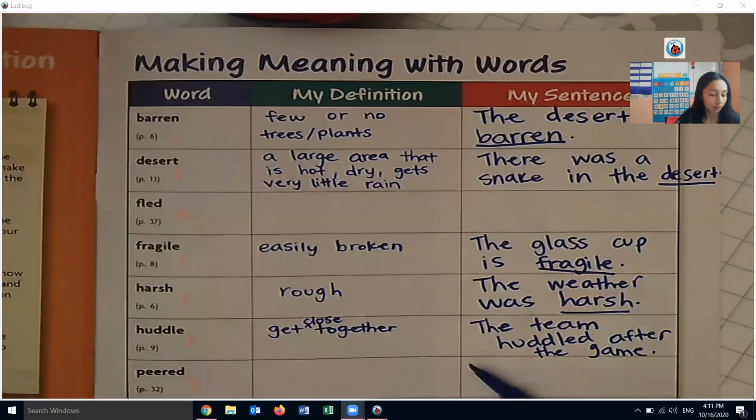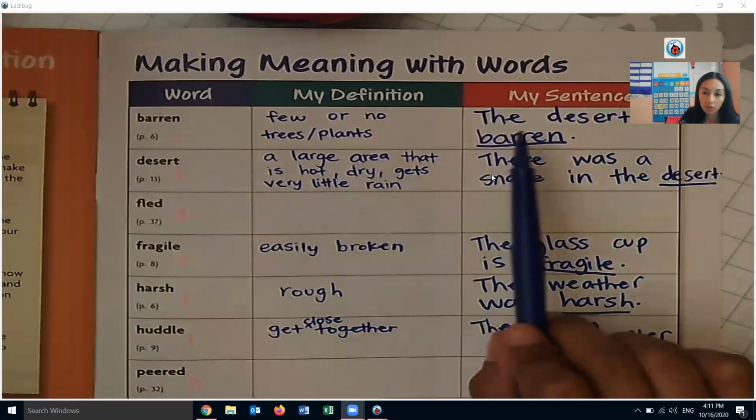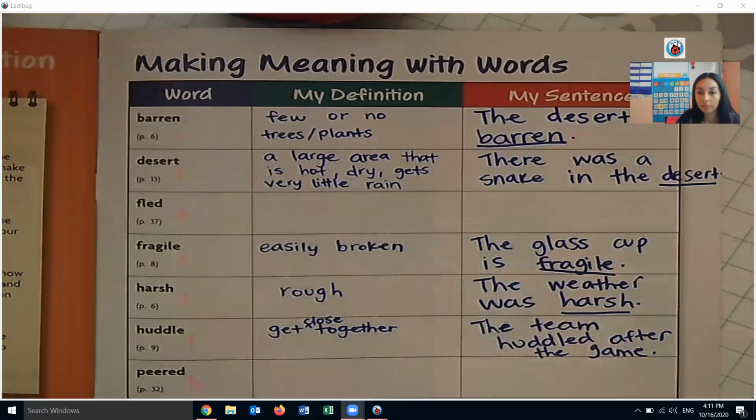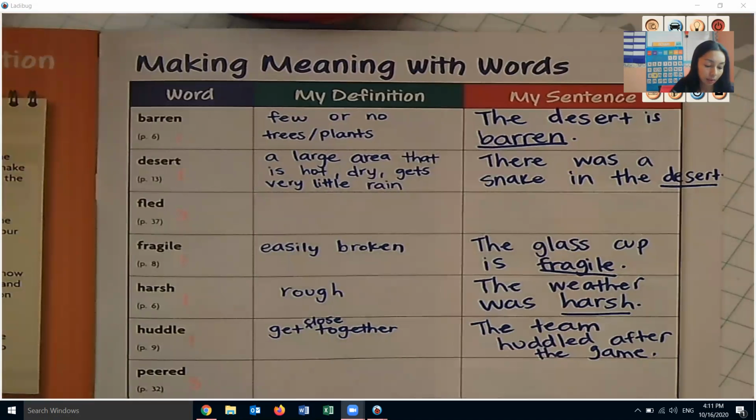Oh, I think it just stopped sharing my screen. Let me share it again, just in case. So here's our word. So we have barren. The desert is barren. We have desert. There was a snake in the desert. Fragile, the glass cup is fragile. Harsh, the weather was harsh. Huddle, the team huddled after the game.